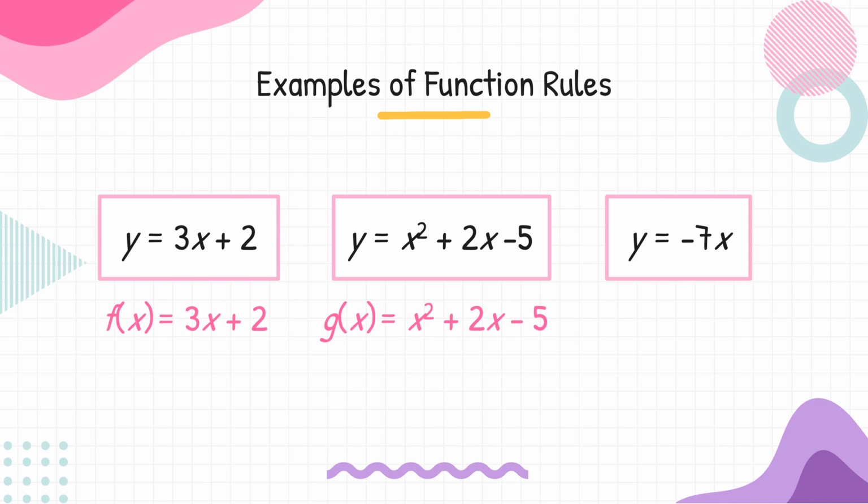So that means that your y value is now going to become your g of x. Whatever you put in as your x value is going to give you your g of x. And lastly, m of x equals negative 7x. It's the same thing as saying y equals negative 7x.